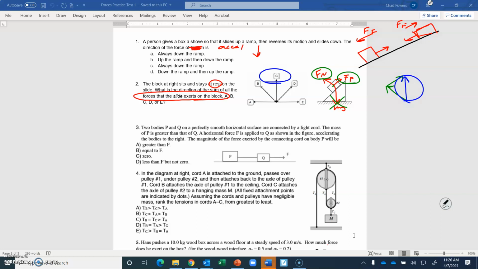Number 3, P and Q are on a perfectly smooth horizontal surface connected by a light cord. So think of this: F, this guy right here is pulling both blocks. So where is the force going to be greater, here or here? If you're pulling both blocks, your force is going to be greater. That's going to be the bigger one. So between P and Q is going to be small.